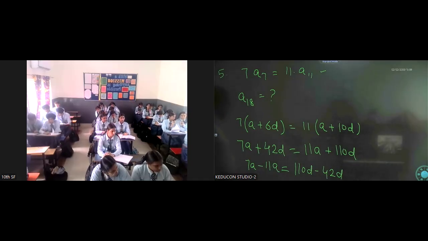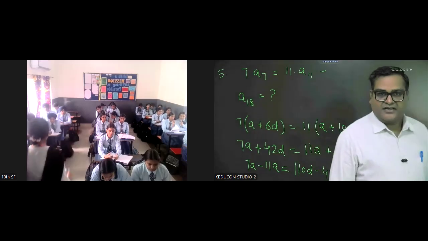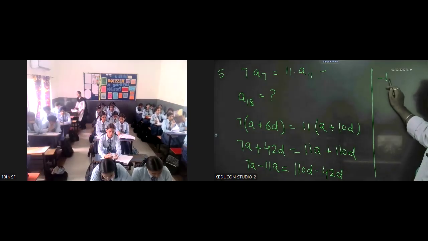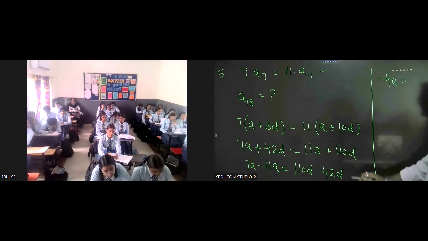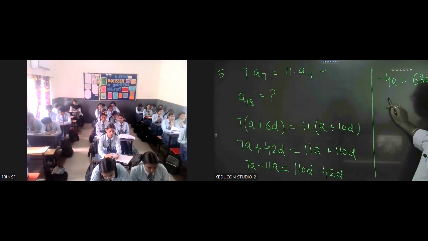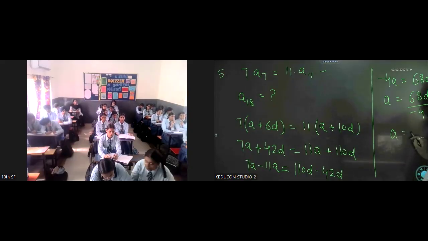Any doubt till now? Any doubt? Yes, students. Any doubt to anyone? Now solve this. 7a minus 11a is minus 4a, which is equal to, how much does this become? 68d. Right? And a will be equal to 68d by minus 4. That is, a will be equal to minus 17d.